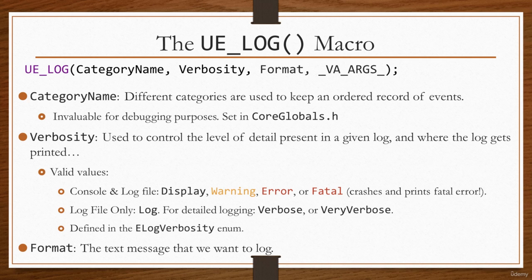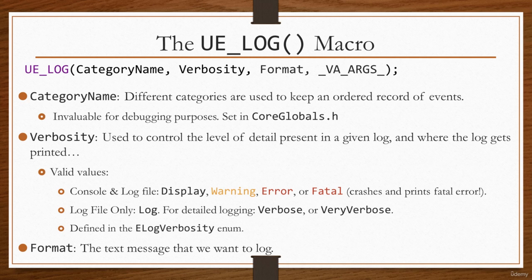Well, the category names are different categories used to keep an ordered record of events. Those are set in the CoreGlobals header. And it's invaluable for debugging purposes because basically you have different categories of logs. You can have some general temporary log, which is actually what we will use. We'll also see some of the other categories shortly.